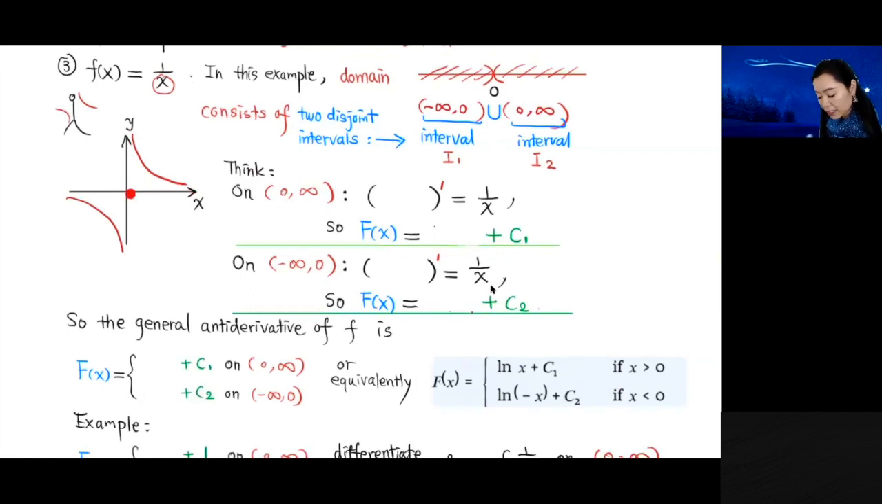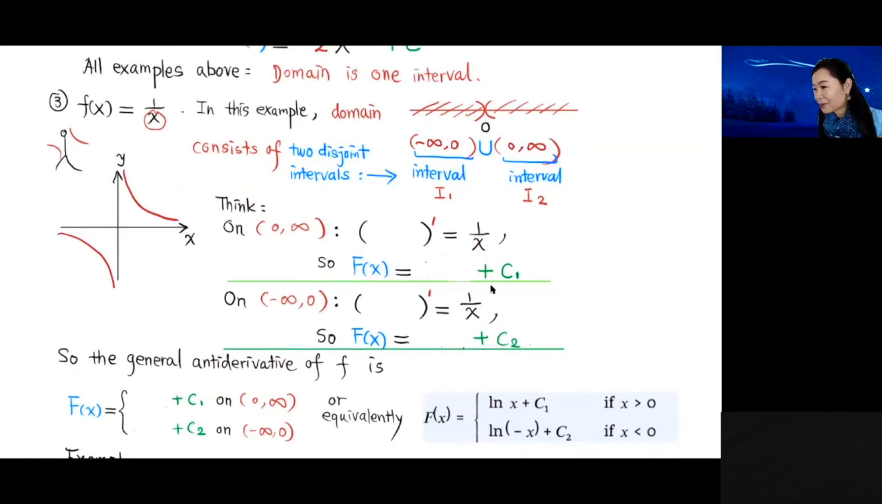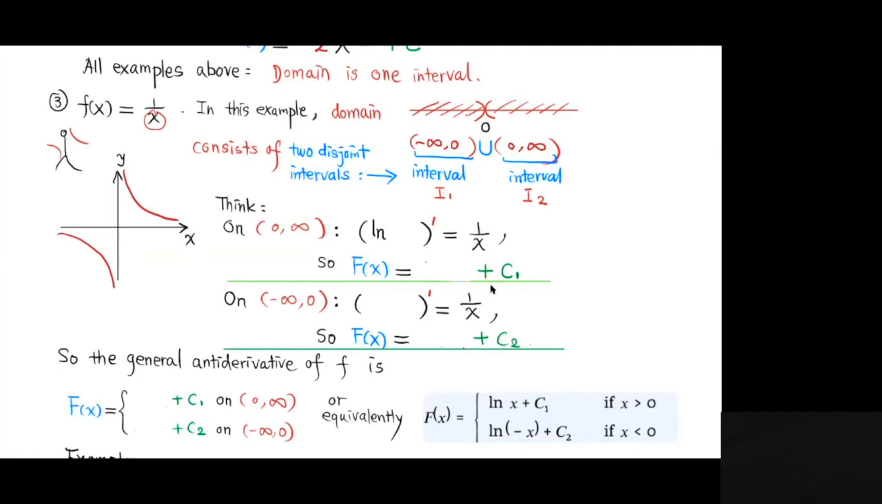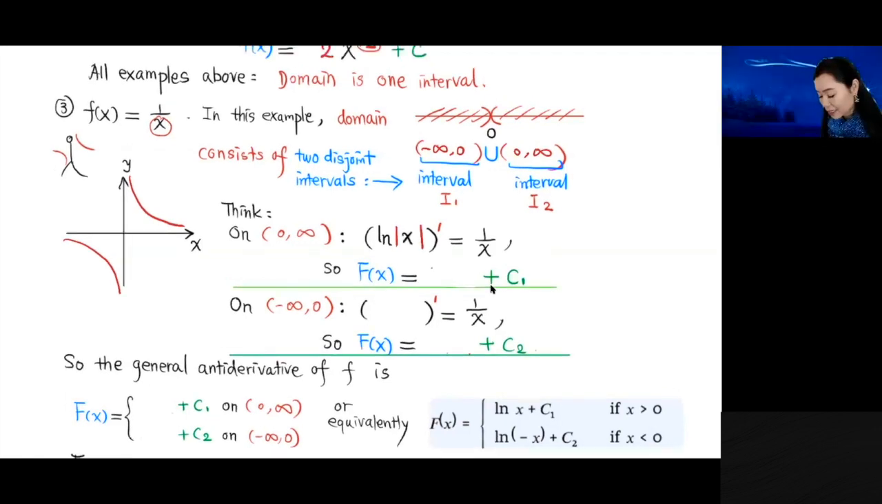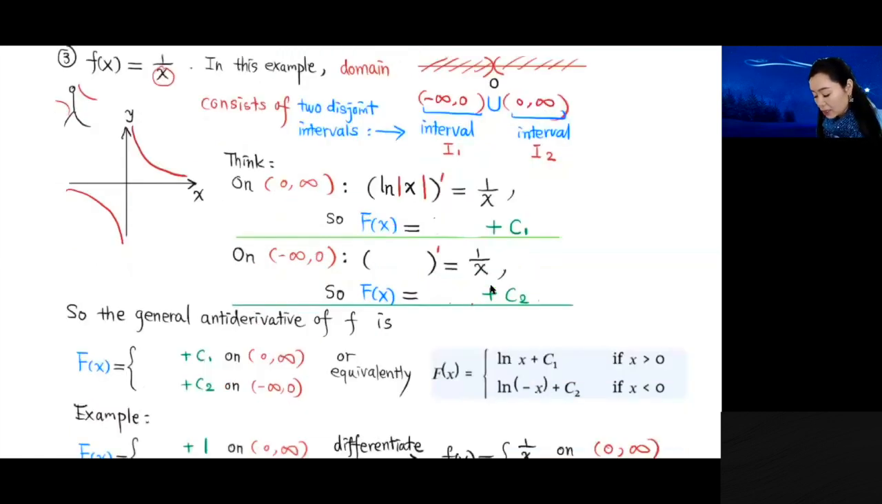On 0 to infinity, on this interval over here, what function when you differentiate you get 1 over x? Can you think of one function that, when you differentiate, you get 1 over x? This is ln, okay? Ln of the absolute value of x. So when you differentiate ln of absolute value x, it is 1 over x. So on this interval, the most general antiderivative will be ln of absolute value of x plus c. I put a c1 over here because it's on this interval. Okay, so plus c1.